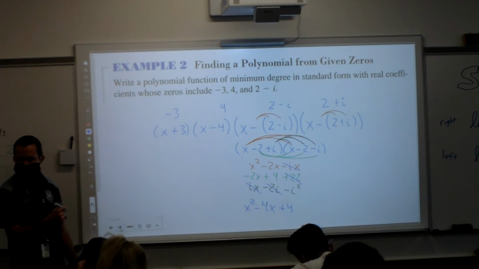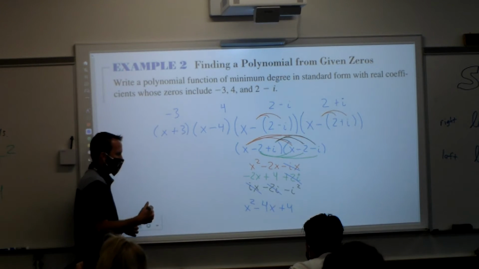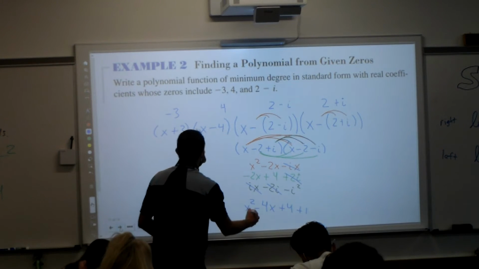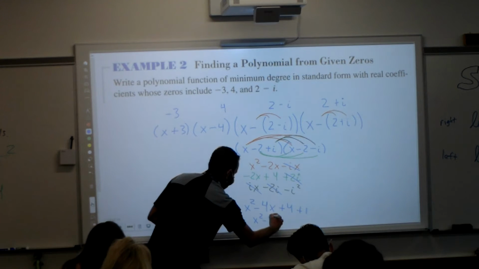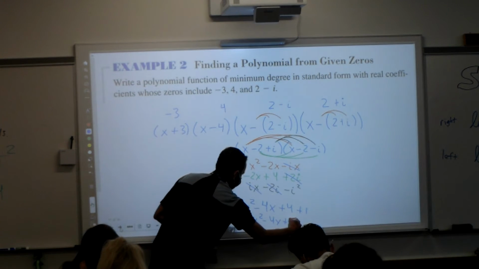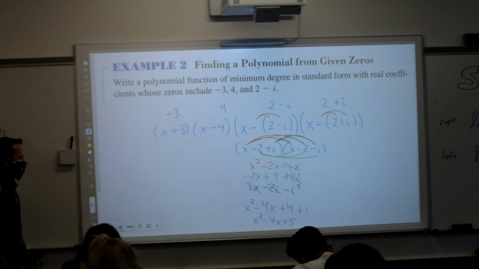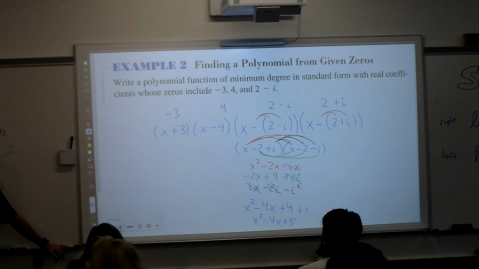So what is i squared? So what is a negative i squared? Positive 1. So what this turns into, this whole thing is going to be x squared minus 4x plus 5. Did the ugly go away? We got the ugly to go away.